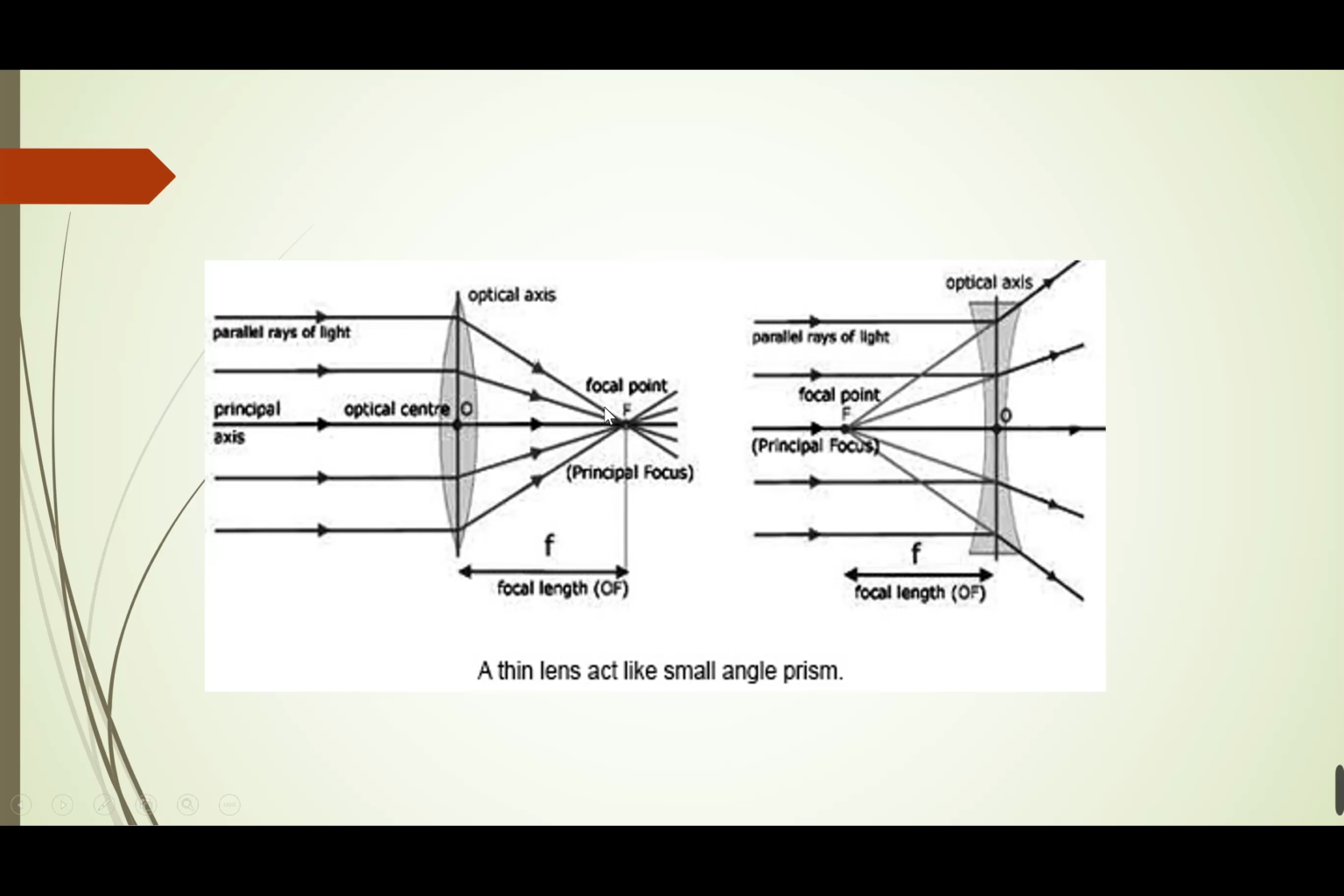That means we will not get an image exactly at one particular point, and it is not well defined. We get different sized images along a definite length. Thus, this type of defect that arises in images formed by lenses is known as lens aberration.